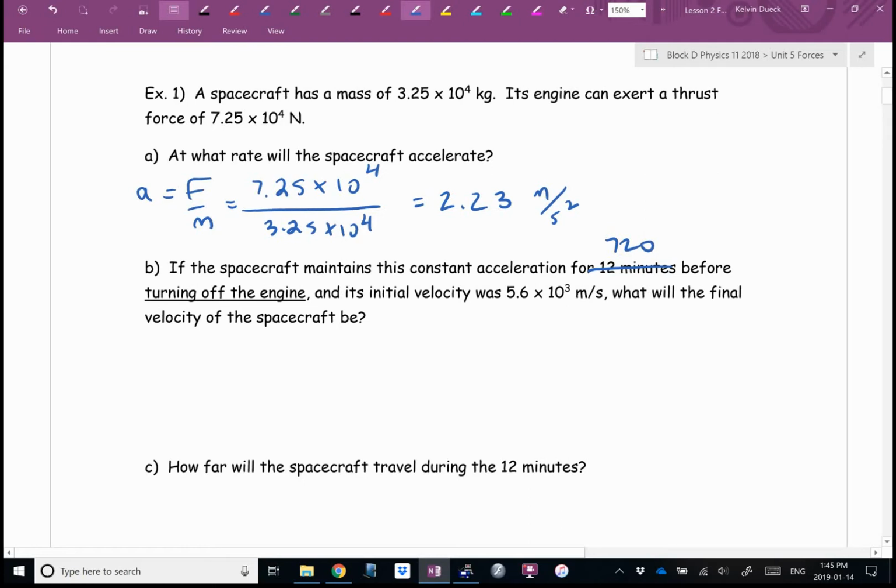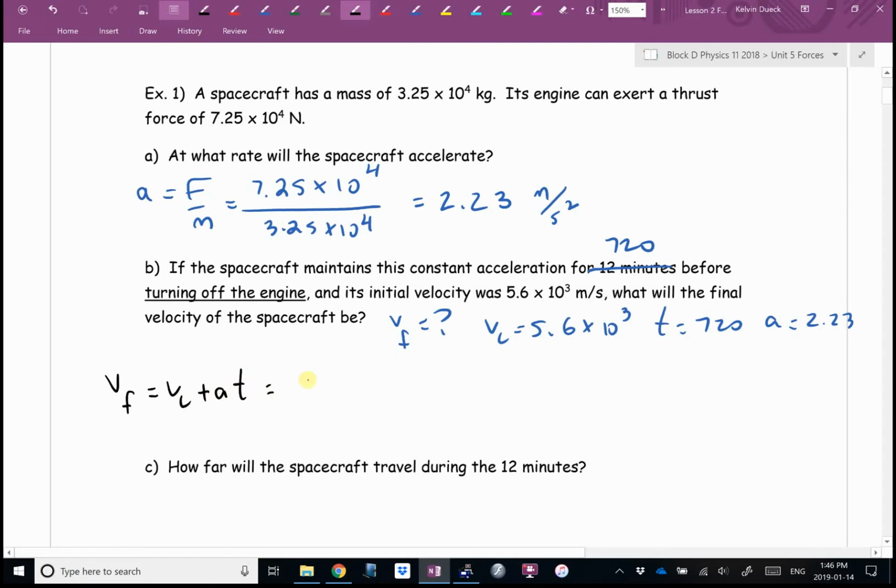So we're going to fire our engines for 720 seconds. How fast are we going? Which equation can I use? I did say you didn't need to get out your formula sheet. I realize that. I'm gambling that you have this maybe in your mind, but if not, that's fine. Now here, if you're not sure, you can go VF equals question mark, VI equals 5.6 times 10 to the third, T equals 720, A equals 2.23. It's our old friend. Yeah. Plus? Yeah.